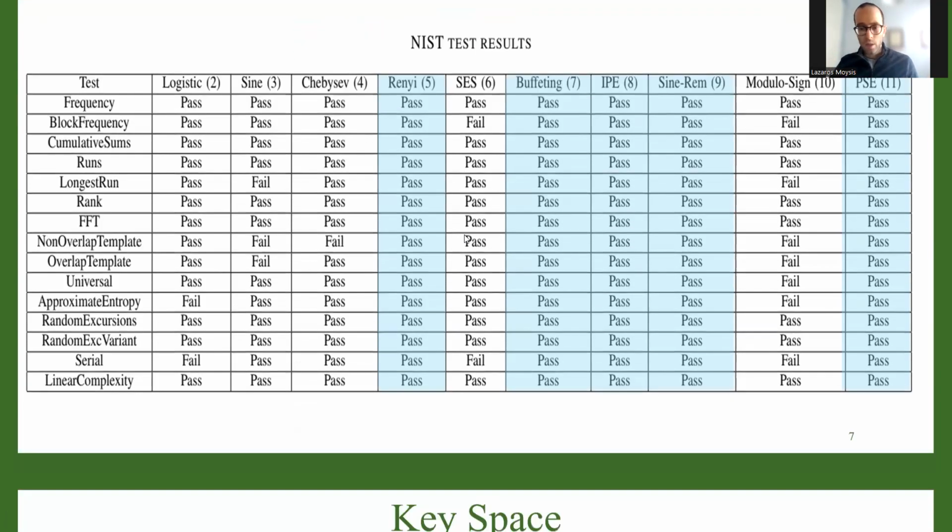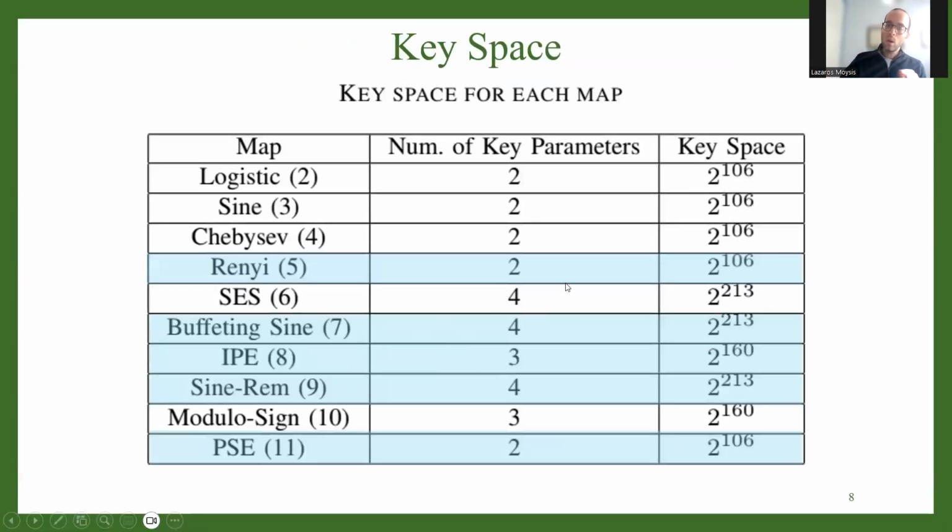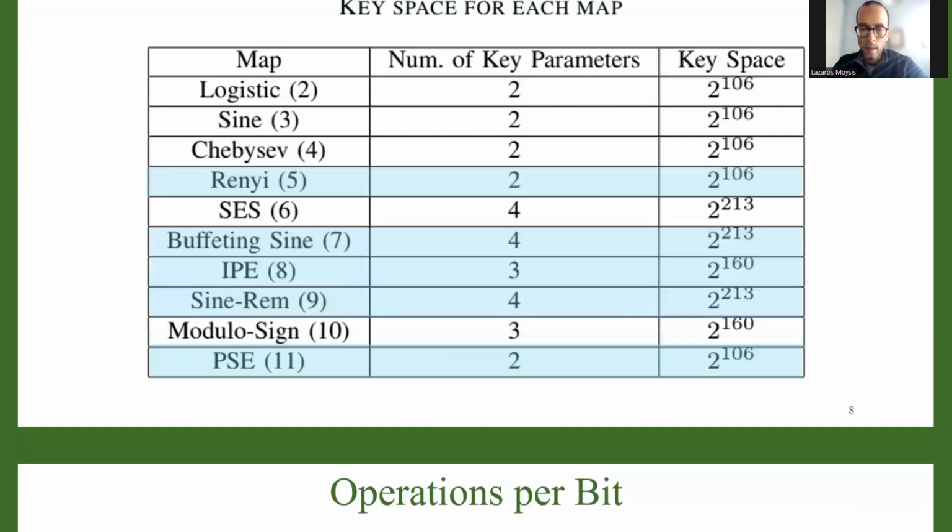Then we tested key space. All of these maps have a high key space. Traditionally we say that the key space should be larger than 2 to the 100th to resist brute force. All of them are higher. Some of them, of course, are only slightly higher, like the RENWI map, but the other 3 that I have right here are much, much higher than the threshold. So again, a good characteristic. We have high enough key space for all of our maps.